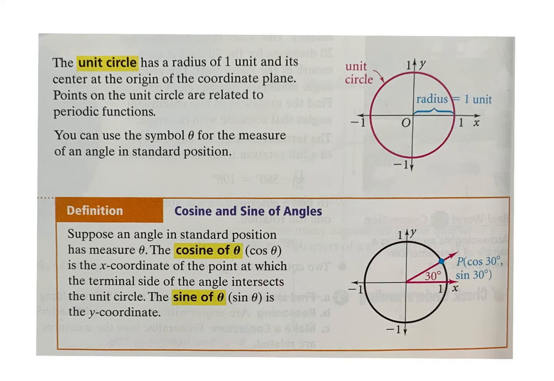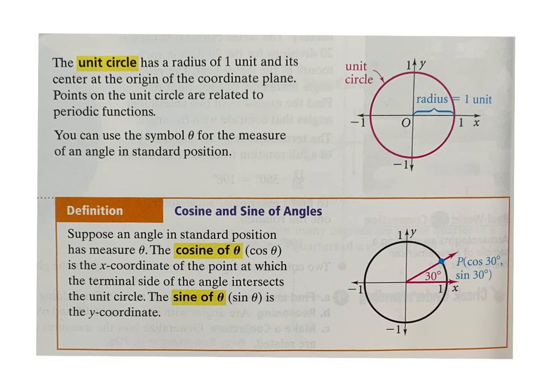Let's talk about what the unit circle is. All circles have a radius length, right? Over the years, we have calculated circumference and area based on the radius length. The unit circle has a radius length of 1 unit, hence the term unit circle. The radius is always 1, and its center is at the origin of the coordinate plane. Points on the unit circle are related to periodic functions.